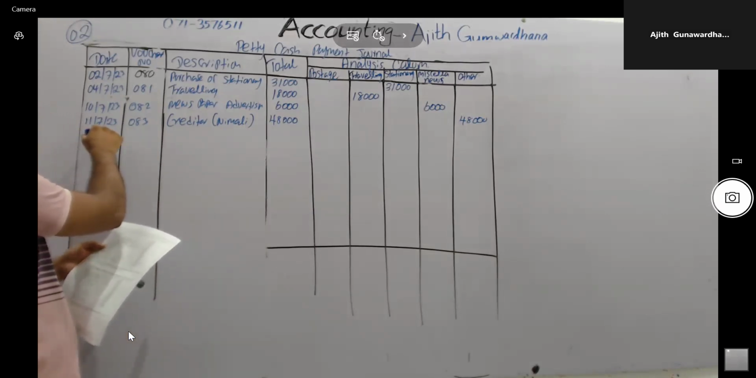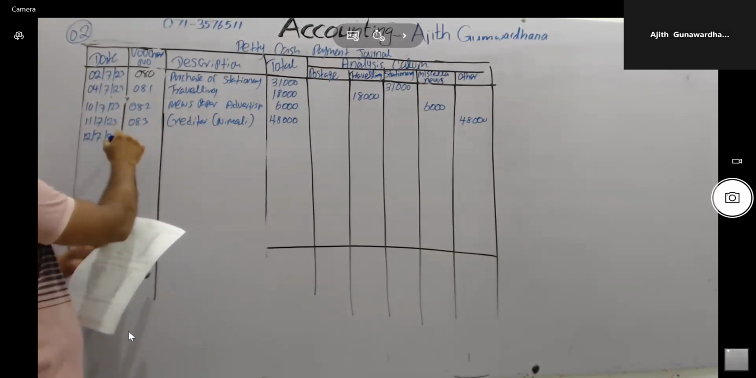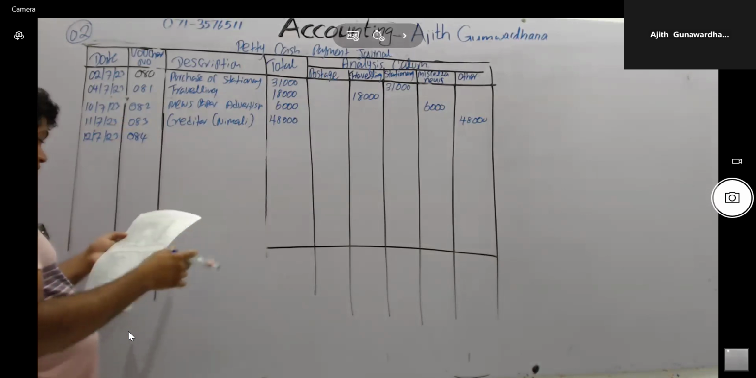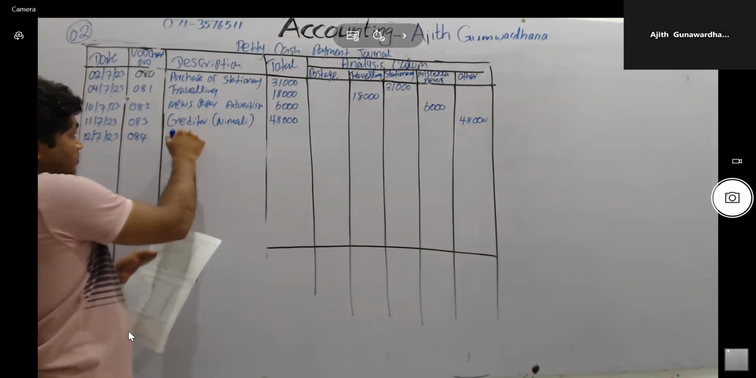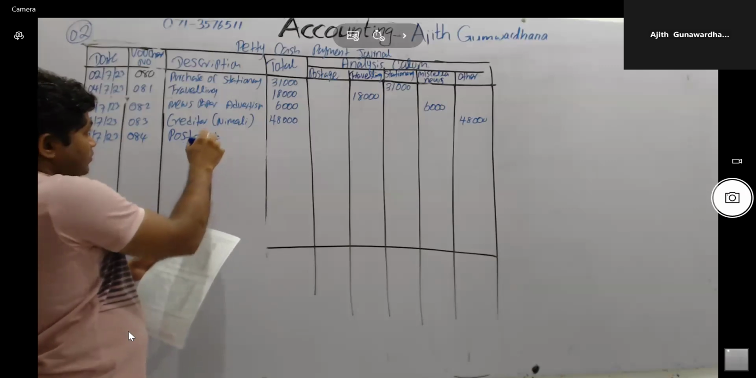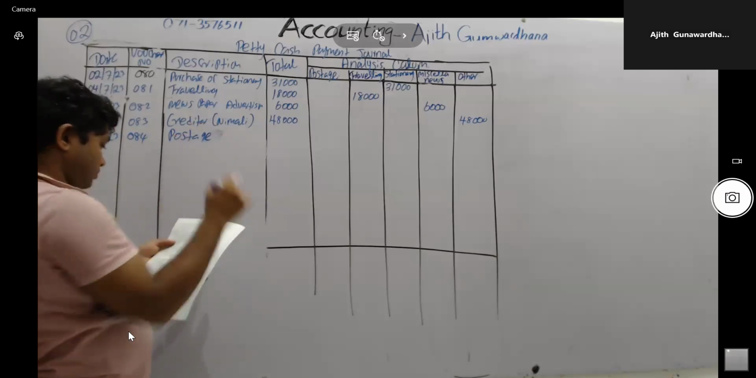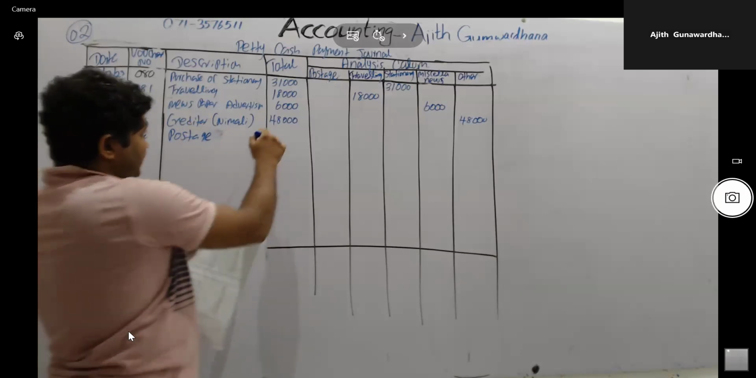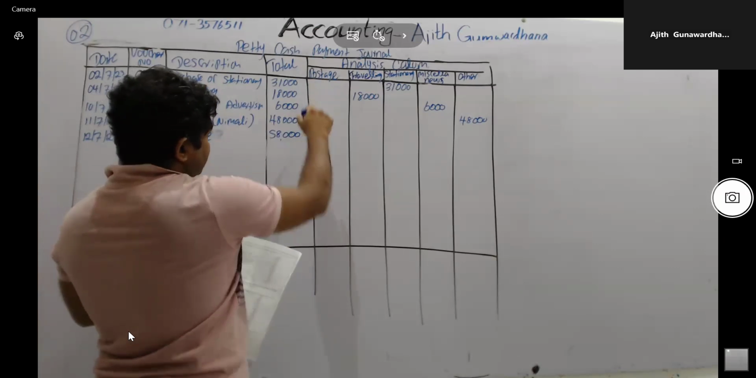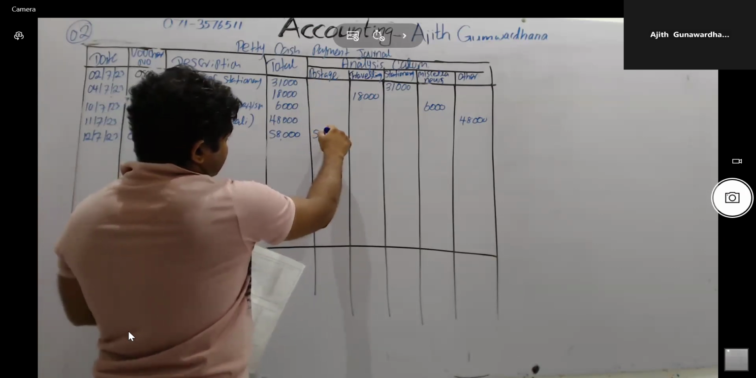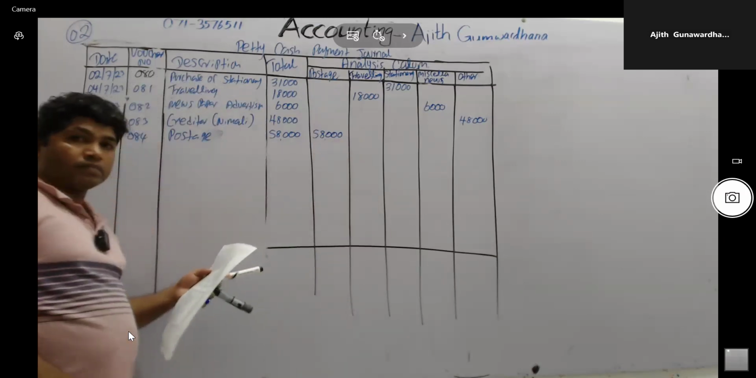Then 12th of July 23, voucher number 084, and postage is given. The value equals 58,000. A separate column is available for postage. If there are more similar expenses, you have to prepare a separate column.